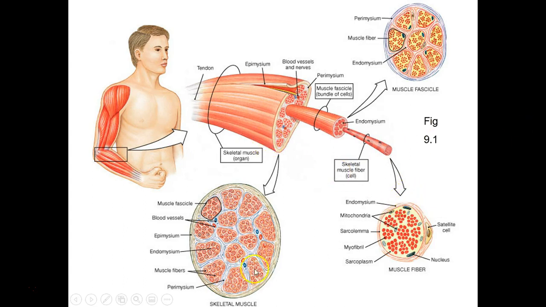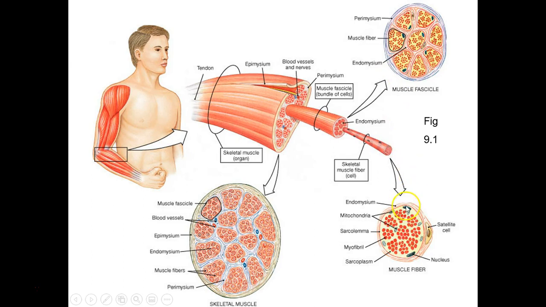So the way I tell what I'm looking at, I wish they would have done these in a little bit different colors. If I see nuclei, see, like that's one, that's one, that's one, that's one, I know that I'm looking at a cell. That's a cell. That's a cell. That's a cell. So that's a bundle of cells, so that would be a fascicle. So there's my perimysium around the fascicle.